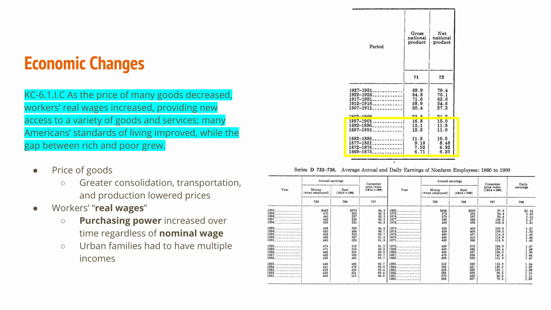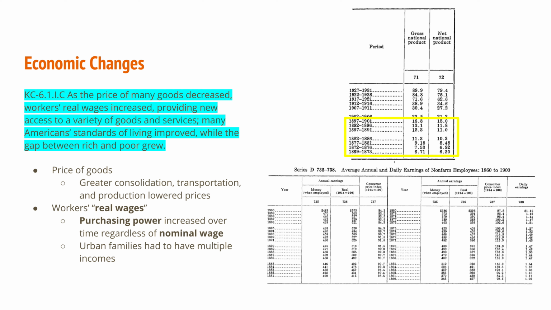To begin, the price of many goods decreased, and workers' real wages increased, providing new access to a variety of goods and services. Many American standards of living improved, while the gap between the rich and the poor grew. Up to this point, we have painted a pretty grim picture for the workers during the Gilded Age. But the reality was that their wages and spending power increased throughout the entire Gilded Age because of the economic expansion that was going on.